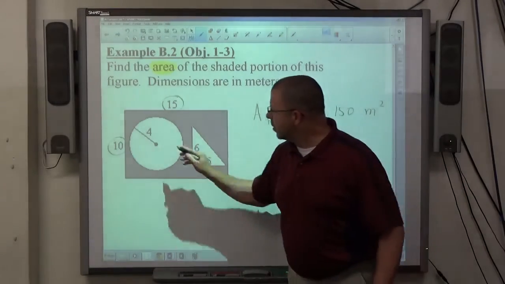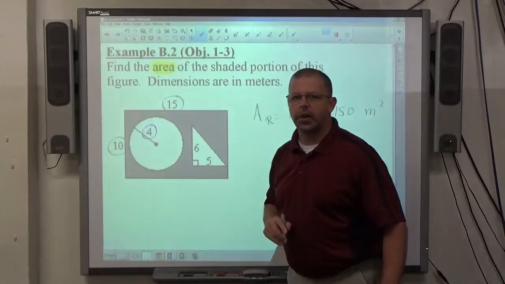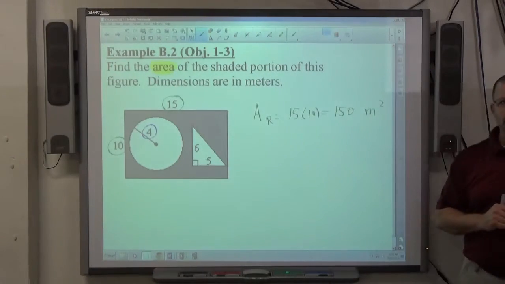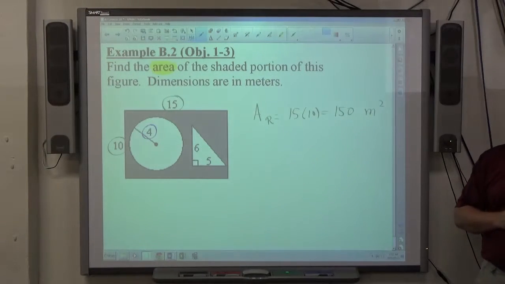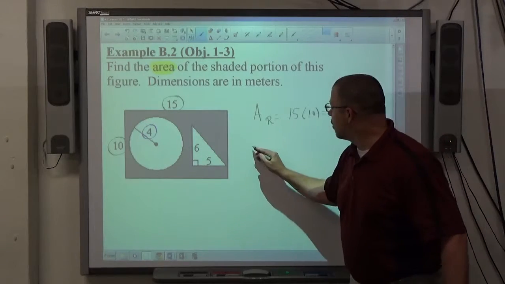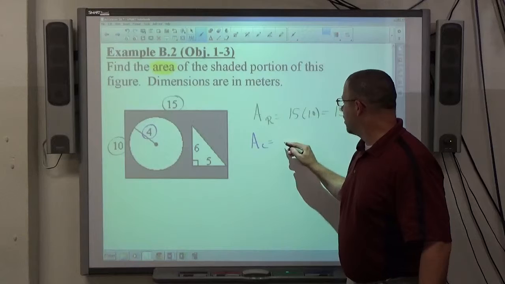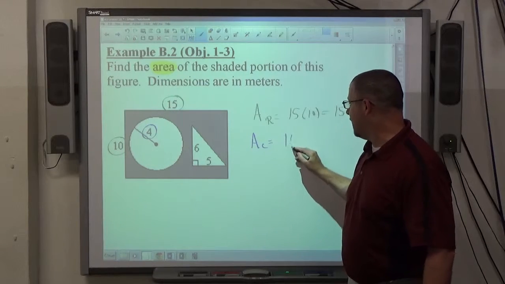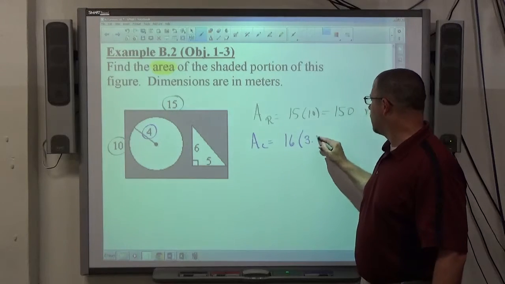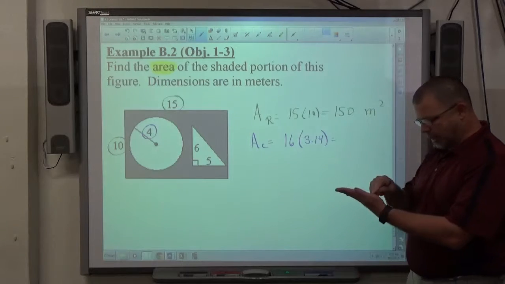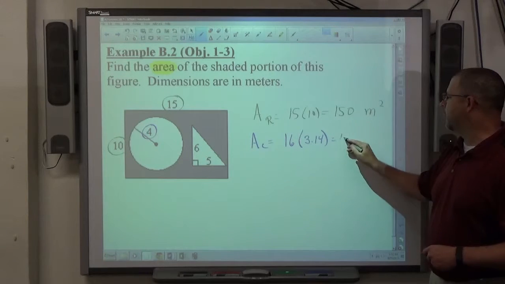Take a look at the circle. Let's go with Braden. What's the area formula for a circle? Radius squared times pi. Perfect. Radius squared times pi. So we look at the area of the circle. It's going to be the radius squared, which is 16, times pi, which is 3.14. We punch that into a calculator, hit equals, we get 50.24.